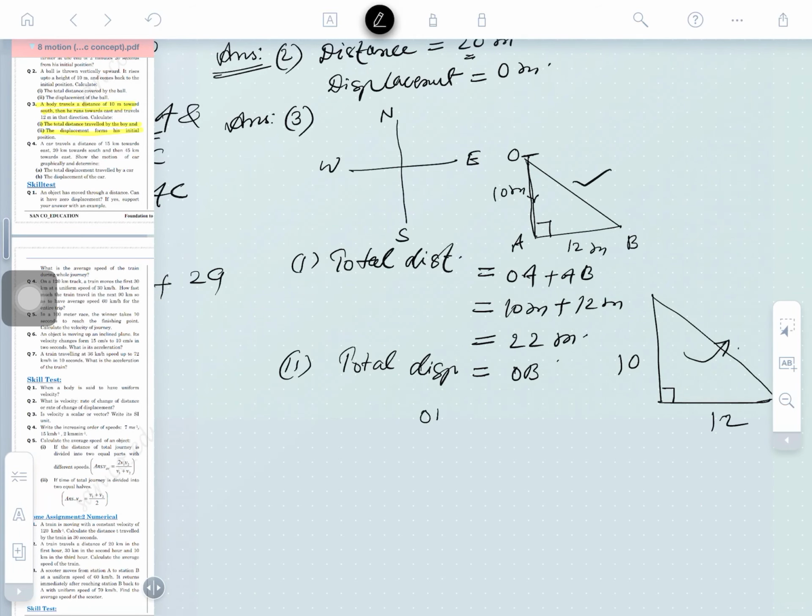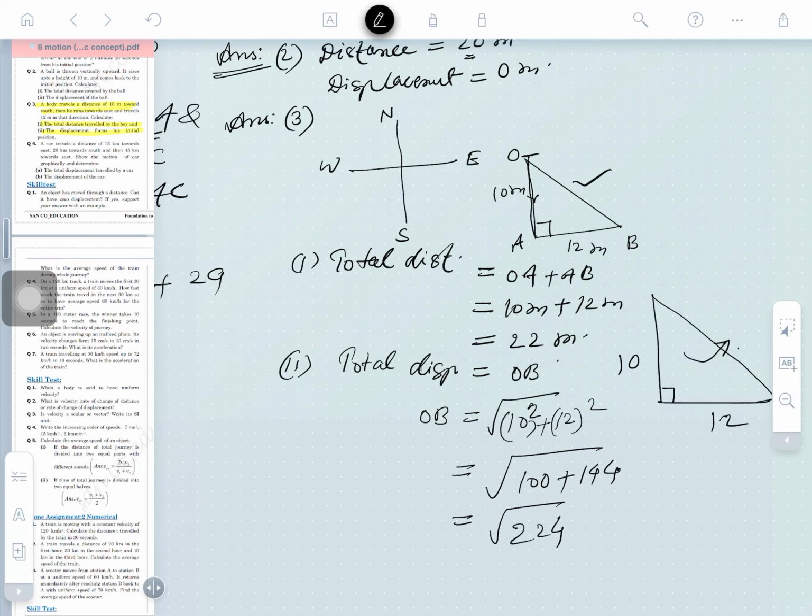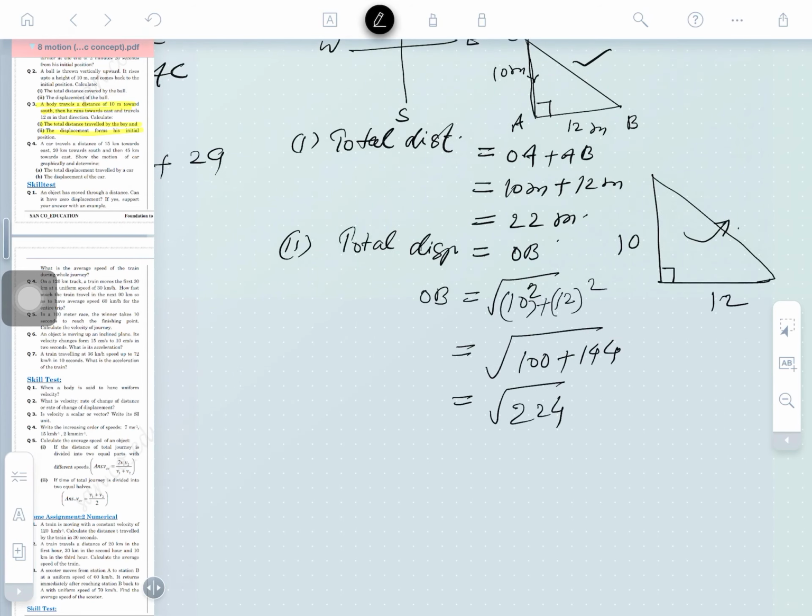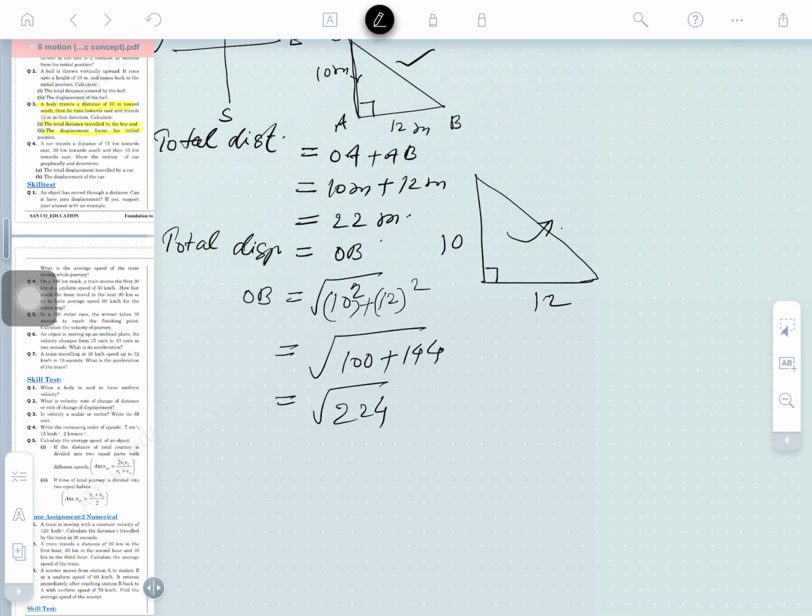This can be found as OB is equal to under root 10 square plus 12 square. So 10 square means 100, 12 square means 144, and carry on to the next please. 244. Is that clear or not?